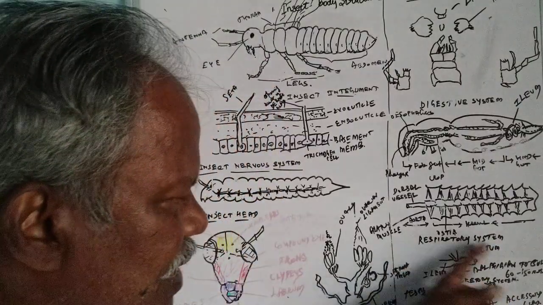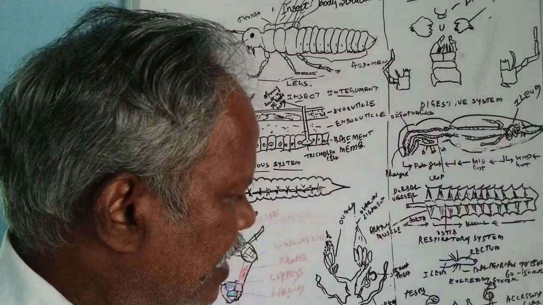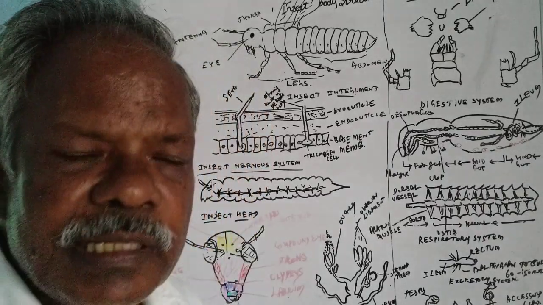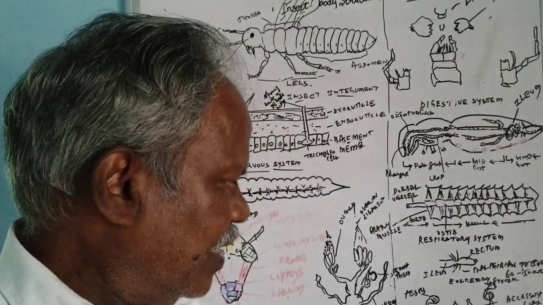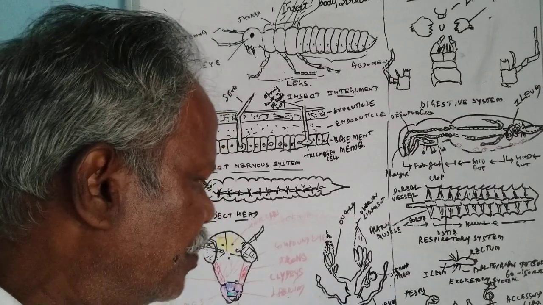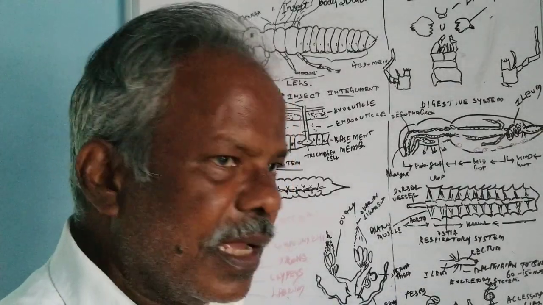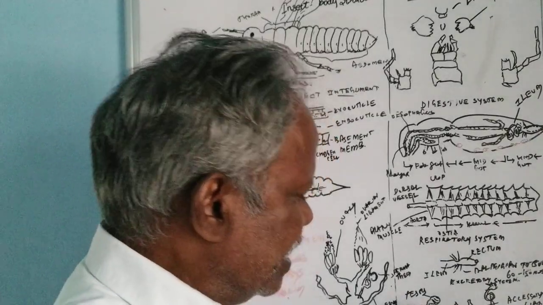So this is with regard to the excretory system. And coming to the next, the last one is the reproductive system. In insects, since the sexes are separate, we have to see about the male reproductive system and female reproductive system. And as regards the male reproductive system, usually it consists of the testis.